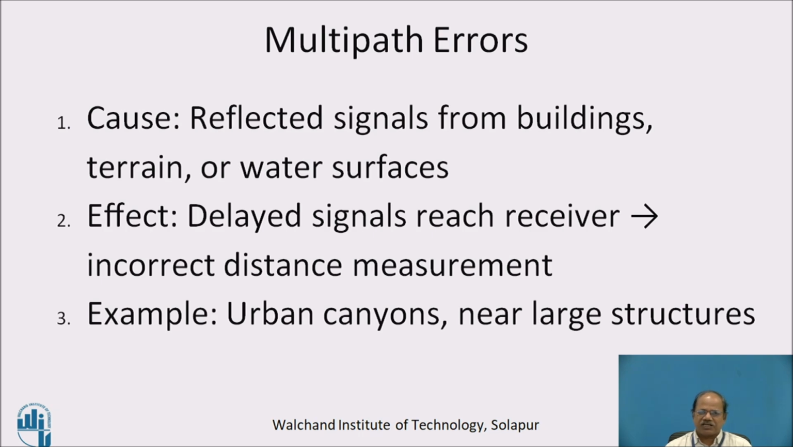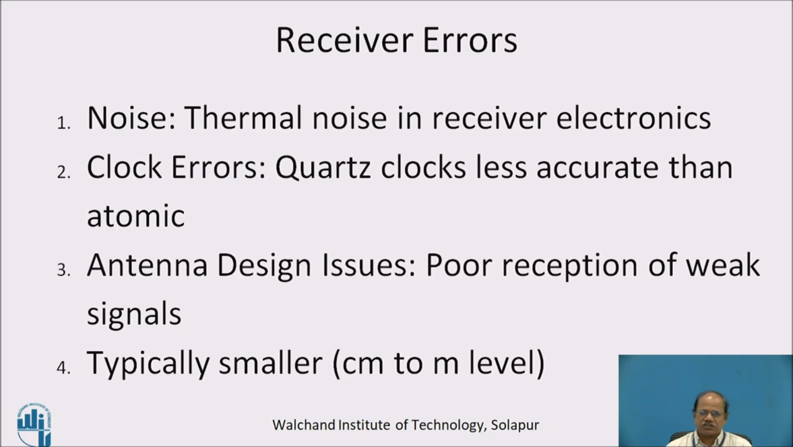This particular effect delays the signal reaching the receiver, and therefore inaccurate distance measurement will take place. The examples are urban canyon or near large structures. So, the user should preferably choose a position which will come under the least interference from tall objects nearby the user's position.